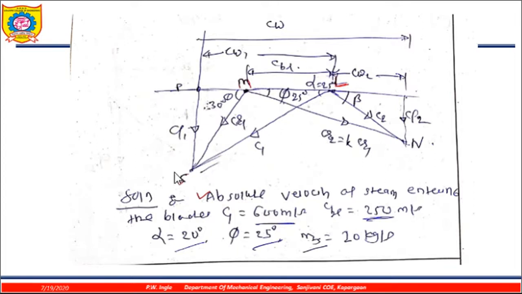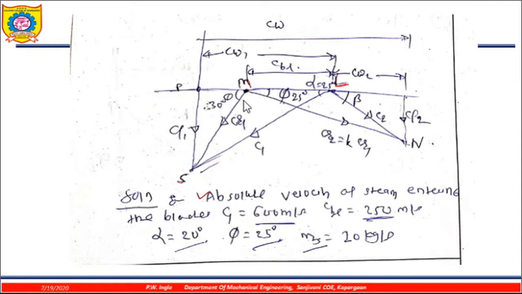First of all, draw the inlet velocity C1; the alpha angle is given. CBL is also given. First draw the CBL and the alpha angle, then join this MS, then drop the perpendicular from S on line MP. Okay, you will get the inlet velocity triangle.